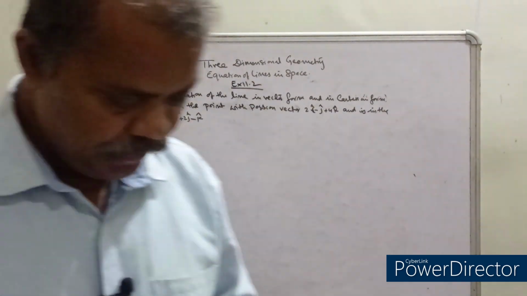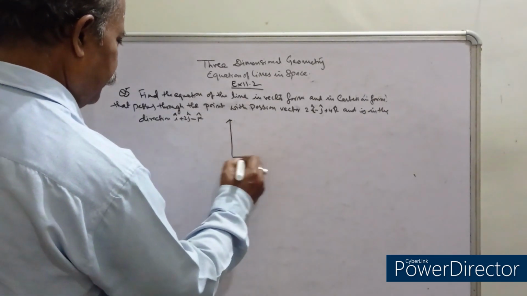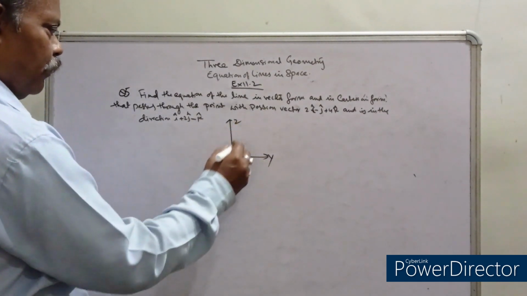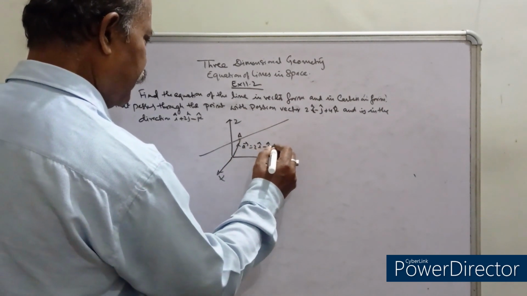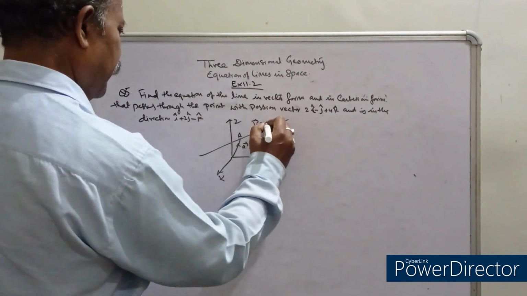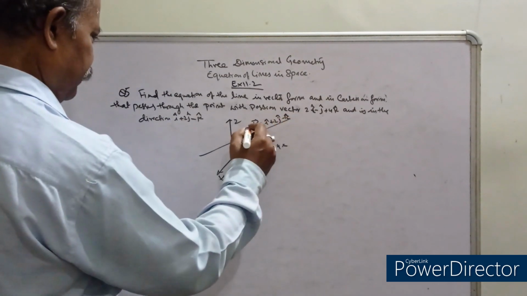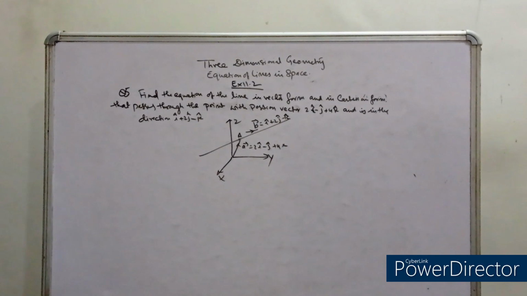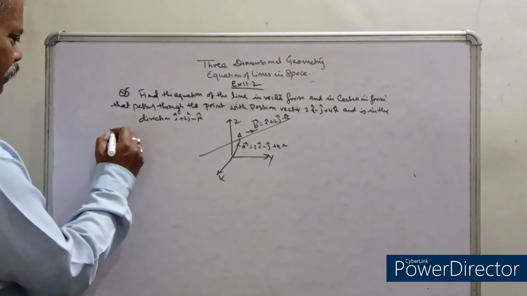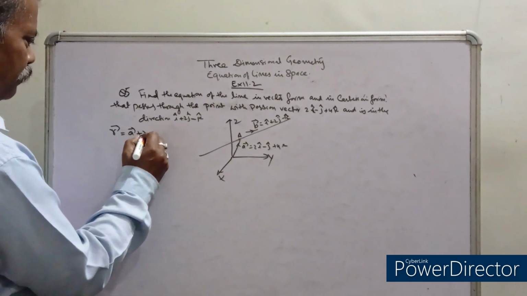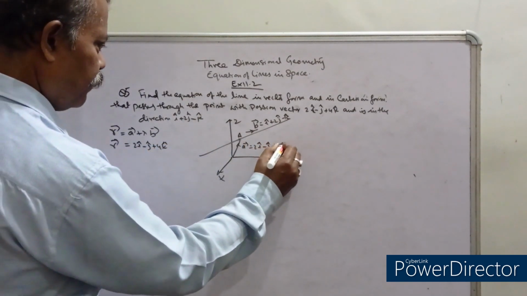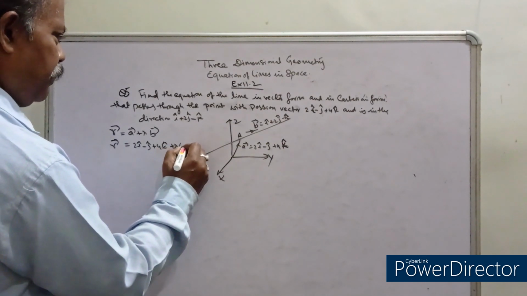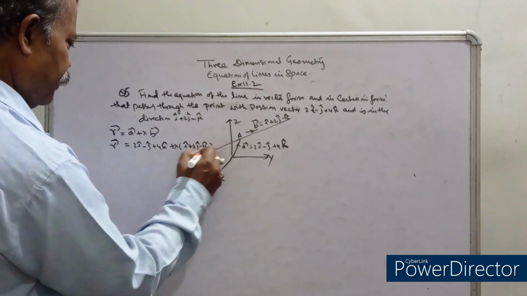So here you see that you have to find the equation in Cartesian form as well as in vector form. You can see this, your graph y, x, z. So this line, your position vector a, it is given to you. Your a vector is 2 i cap minus j cap plus 4 k cap, and your b vector, it is given to you, that is i cap plus 2 j cap minus k cap in the direction. So in vector form, it will be r vector is equal to a vector plus lambda b vector. So r vector will be equal to 2 i cap minus j cap plus 4 k cap plus lambda, and your b vector is i cap plus 2 j cap minus k cap. This is the vector form.